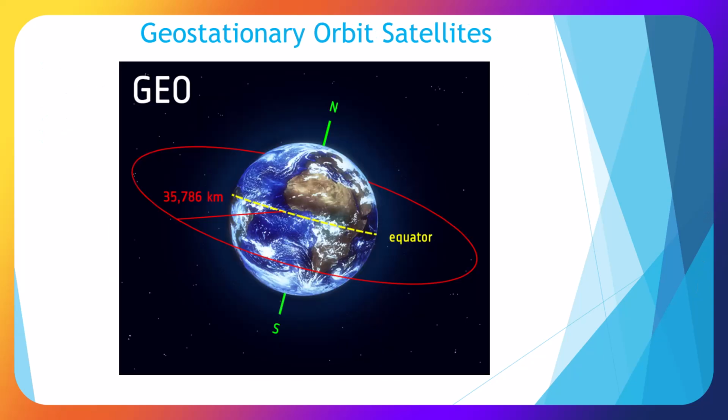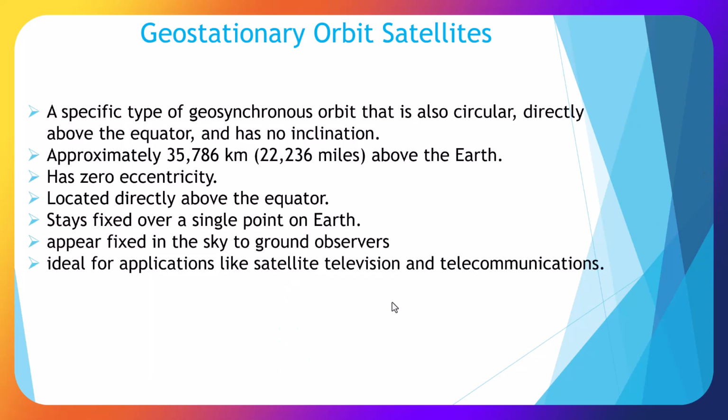Here's a geostationary orbit, and it goes around the equator. Okay, geostationary orbits are circular and they're directly above the equator. It has no inclination. It's approximately 22,236 miles above the Earth. Has no eccentricity. Located directly above the equator. Stays fixed over a single point on Earth. Appears fixed in the sky to ground observers. Ideal for applications like satellite television and telecommunications.